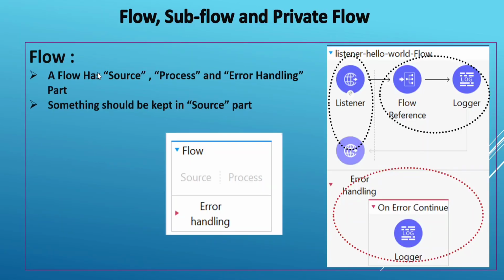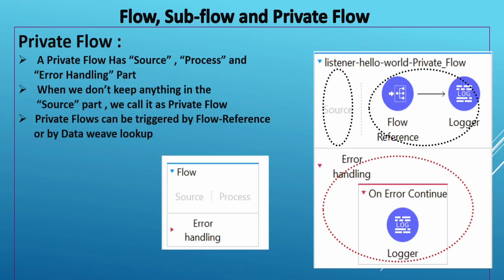So first one, flow. If you see here, there is a source part, a process part and an error handling part. So a flow will have a source part, process part and error handling part, and something needs to be there in the source section. Here if you see there is a listener. If something is there in the listener section, then only we will call it a flow. A flow has a source part, process and error handling part. The source section should have something. Then only we will call it a flow.